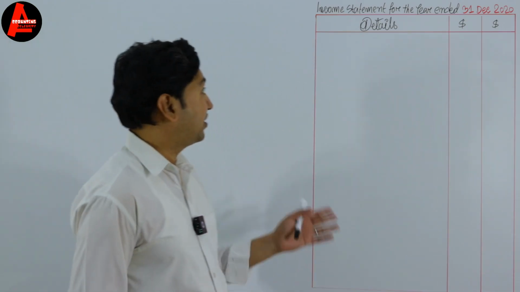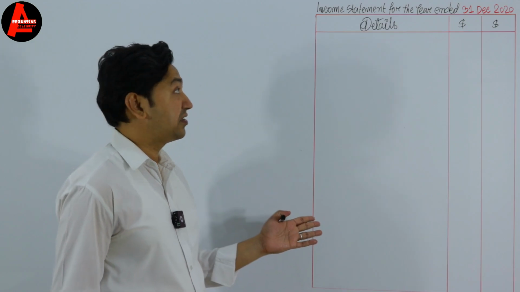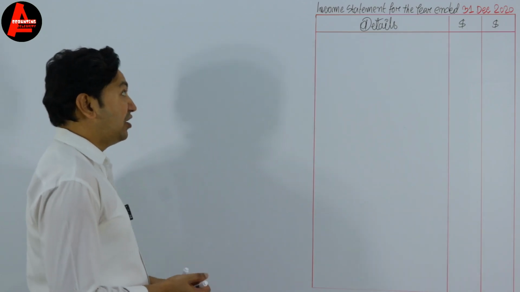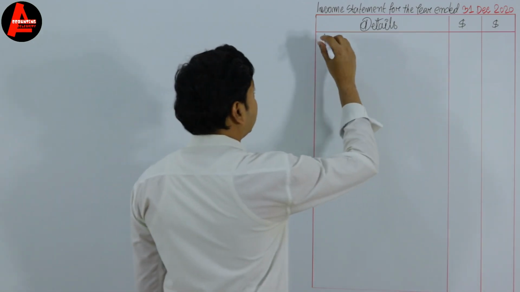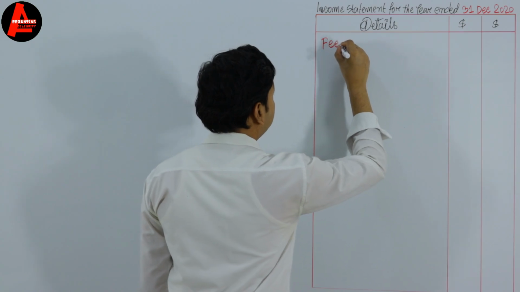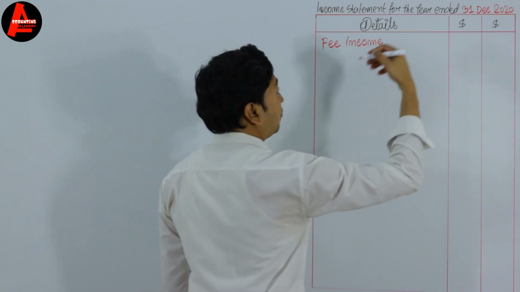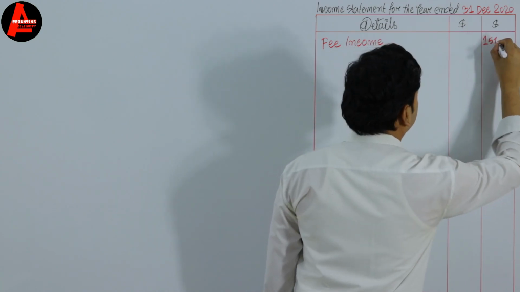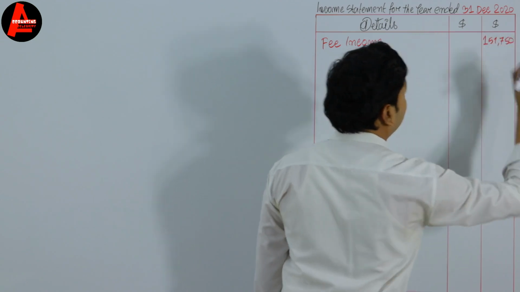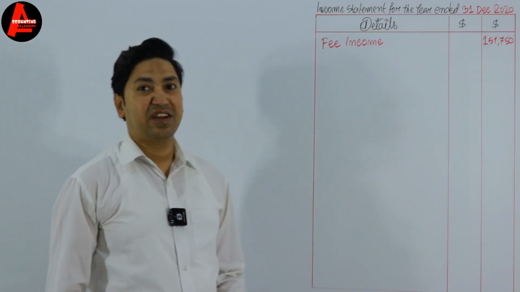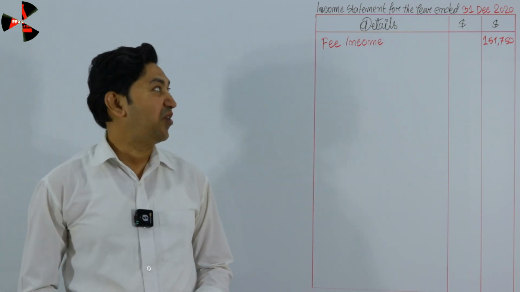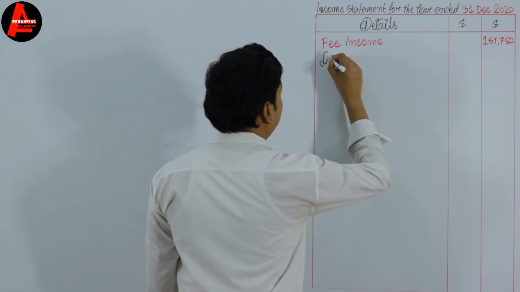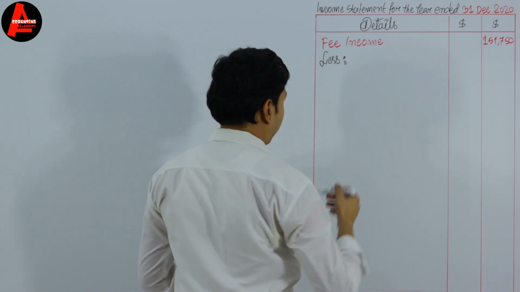This is the format in detail. We write all the items here, then we have 2 columns just to facilitate our calculations. Let us write the first item, fees income. In the last column we will write the amount given here, $151,750. Now from this income we will subtract all the expenses one by one. So let us write less expenses.